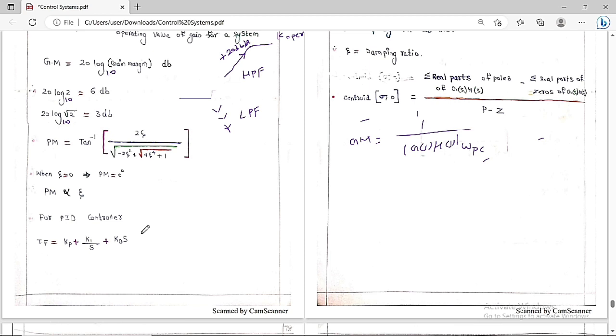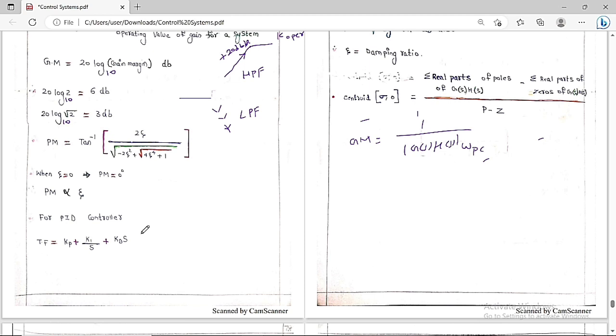Finally I can say phase margin is equal to tan inverse of 2 zeta divided by under root of minus 2 zeta square plus under root of 4 into zeta to the power of 4 plus 1. If you remember this formula, you can solve this question in a fraction of a second.